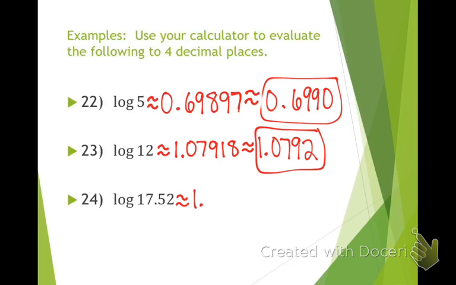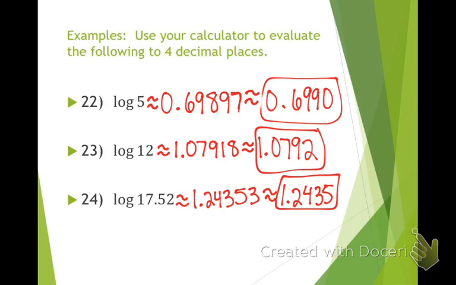1 point what? 2, 4, 3, 5. What comes after the 5? 3. So that 5 is going to stay. 1.2435. Okay. So on this slide, they were all a base of 10, which means that we can just use our calculator, plug it in, and then take it to however many decimal places they ask us for.